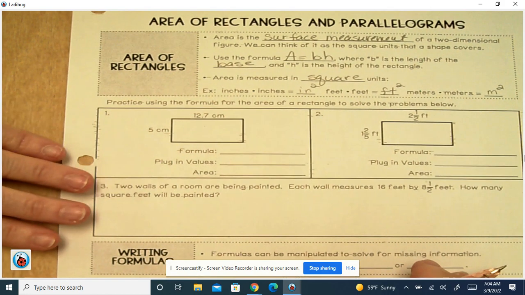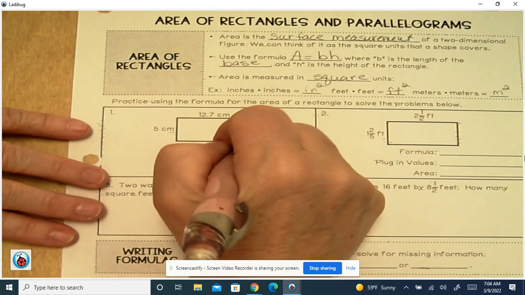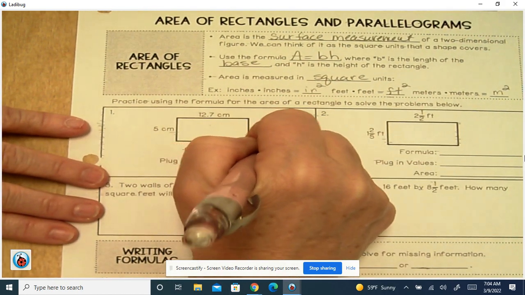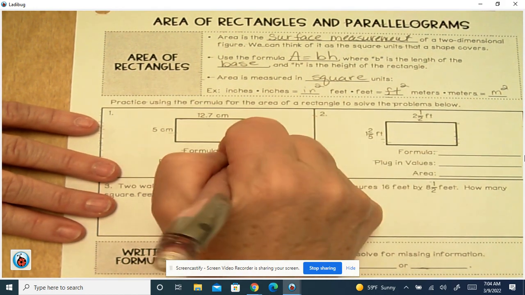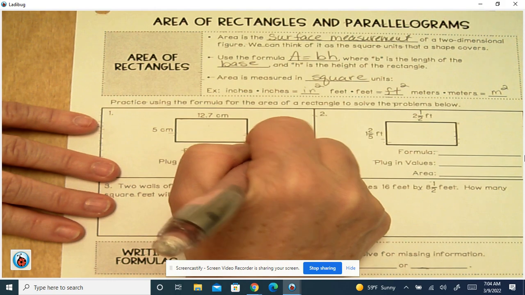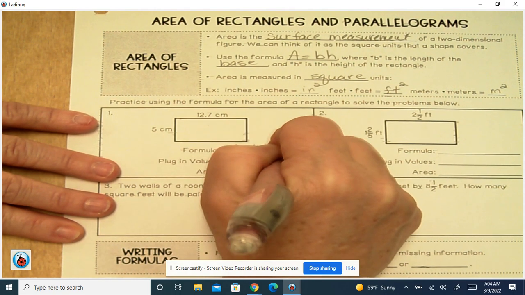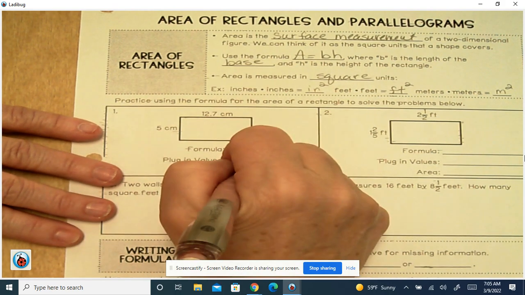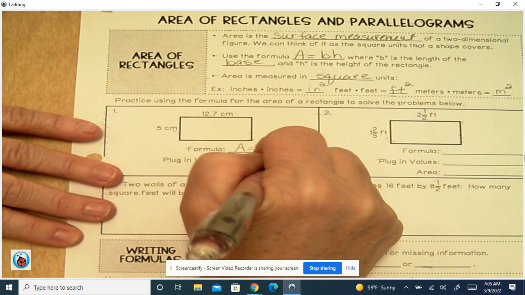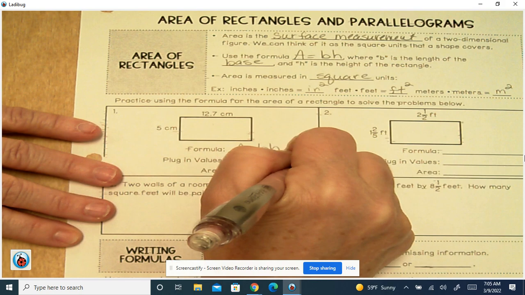And our first figure, it's a rectangle. And our formula is area equals base times height. The base is this piece right here, which is 12.7, times the height, which is 5. And you multiply those in the calculator, you get 63.5 centimeters squared.